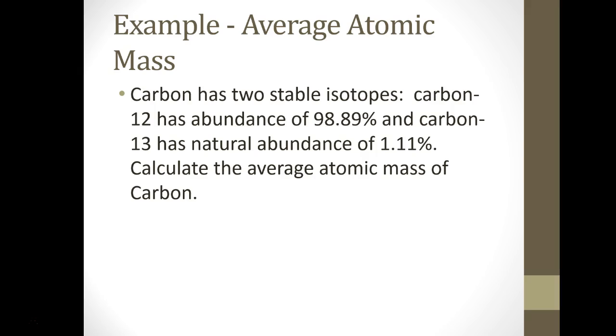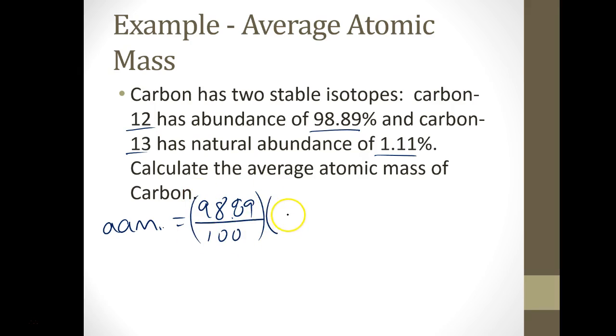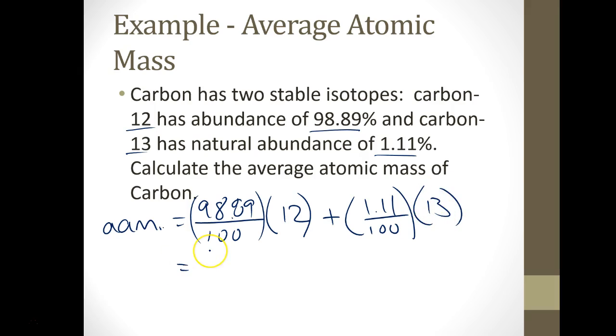So, for example, carbon has 2 stable isotopes in the real world. Carbon-12 has an abundance of this. Carbon-13 has an abundance of that. Calculate the average atomic mass. So average atomic mass equals the percentage of the first isotope, 98.89 over 100, times how much it weighs, which is 12, added to 1.11 over 100, times how much it weighs, which is 13.